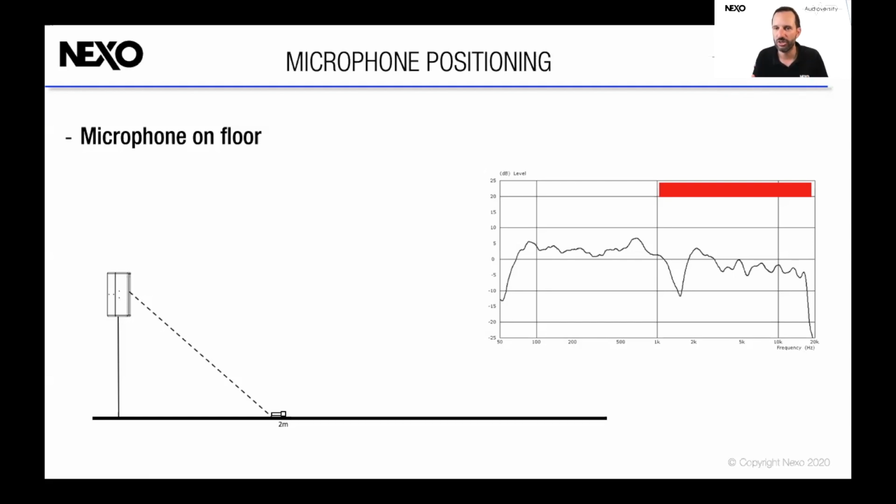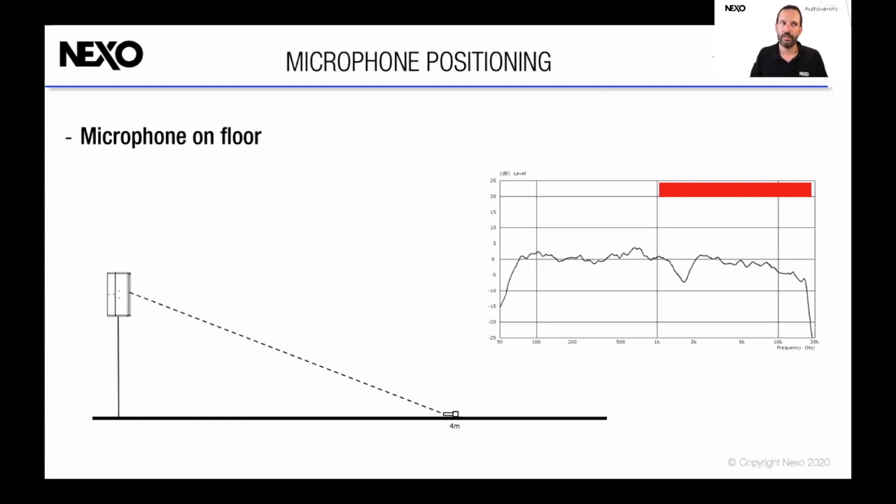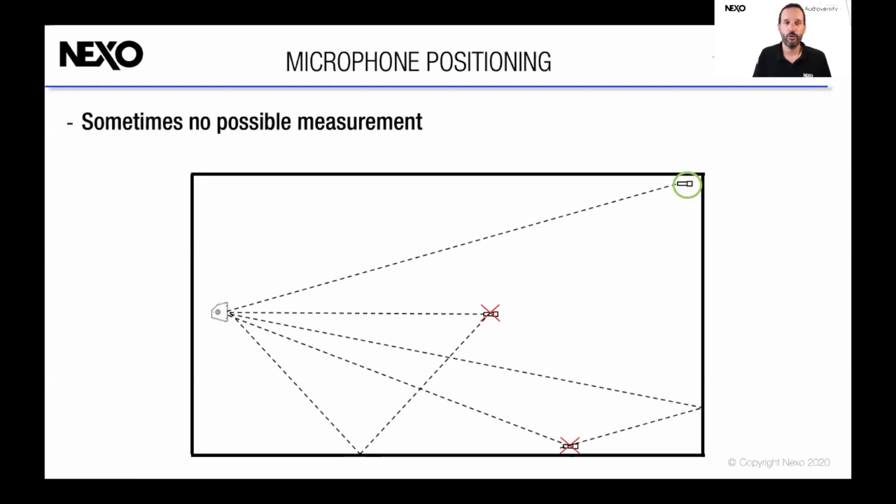So in that position, we can see that the high frequency is not accurate, so I cannot really visualize something, but now the low frequency becomes very accurate, okay? To be honest, when I say question your measurement, be proactive: you have to think about what the microphone position is and what you visualize on your trace, okay? Sometimes there is no possible measurement.